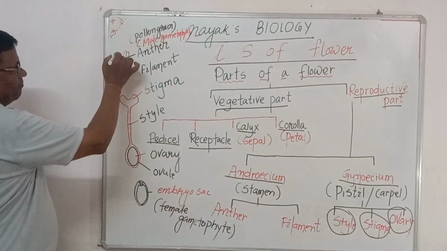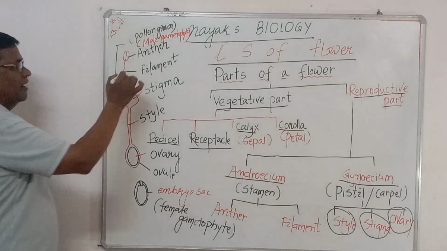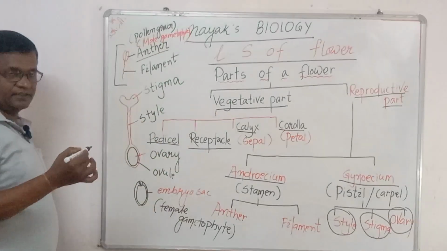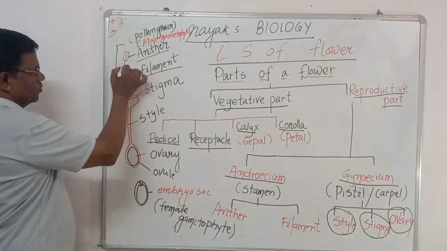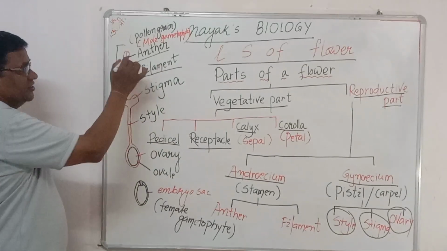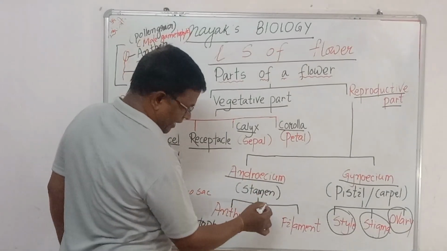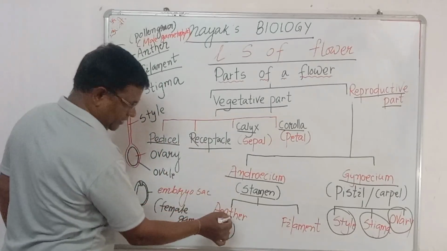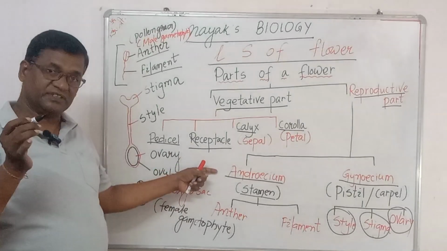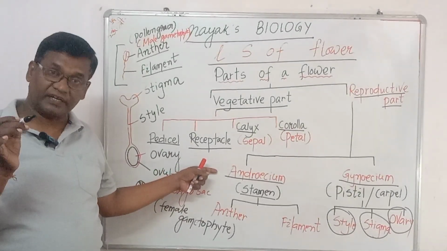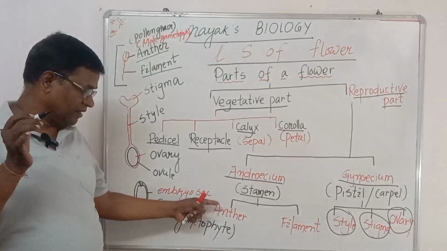Come to this diagram. This diagram is the stamen diagram. The upper part of the stamen is the anther, and it is bilobed. There is a stalk-like, tail-like structure, which is called the filament. These two together form the stamen, which consists of the anther and filament. The androecium is the male reproductive organ. Gynoecium is the female reproductive organ.